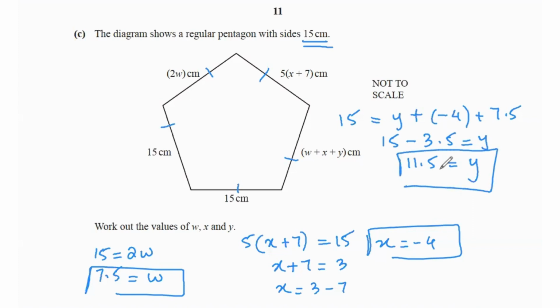So once again in the question, look for keywords. Regular pentagon. Regular means that all sides are going to be equal, which means all angles are also going to be equal. So all of the interior angles are exactly the same, and all of these sides are the same.